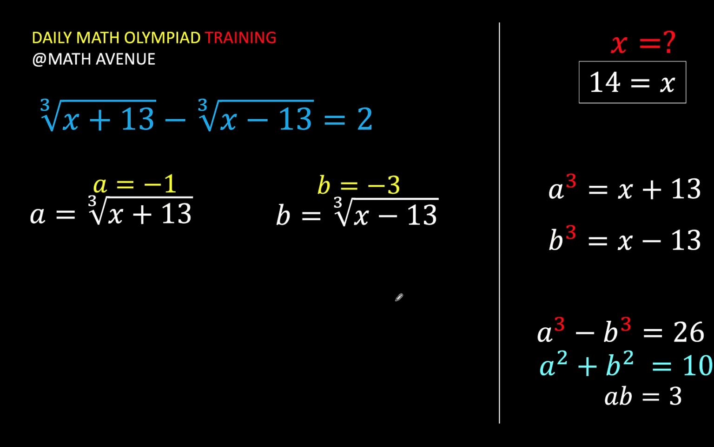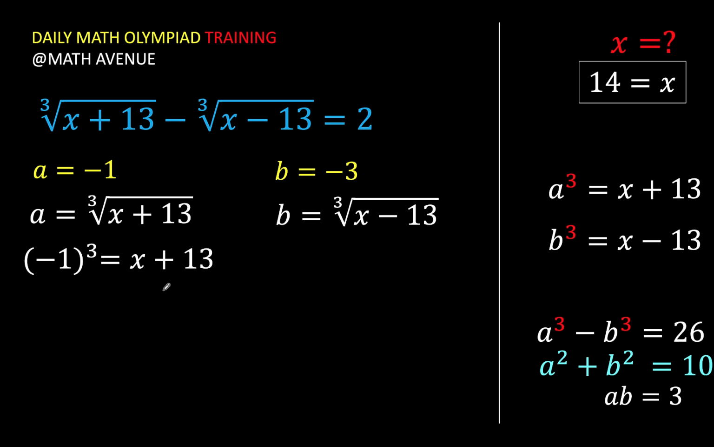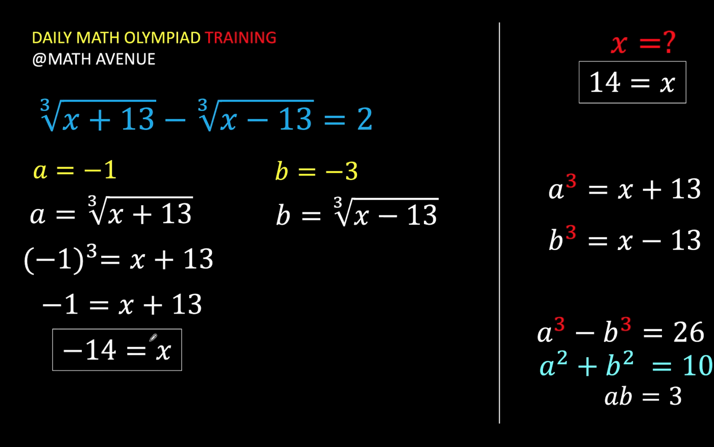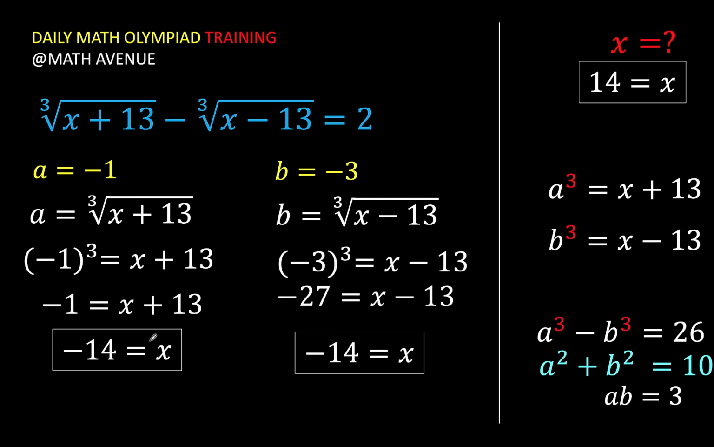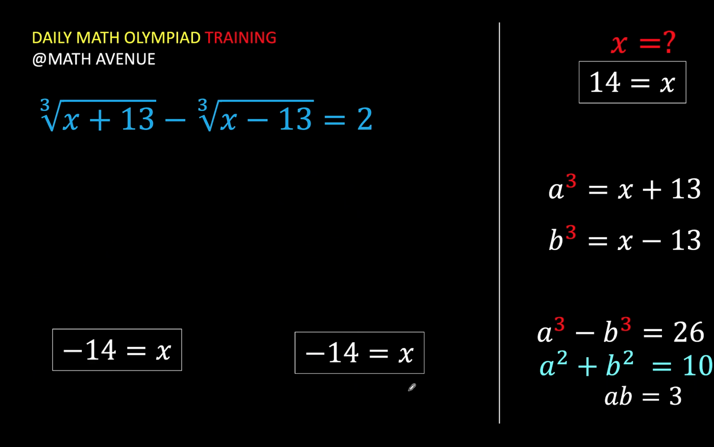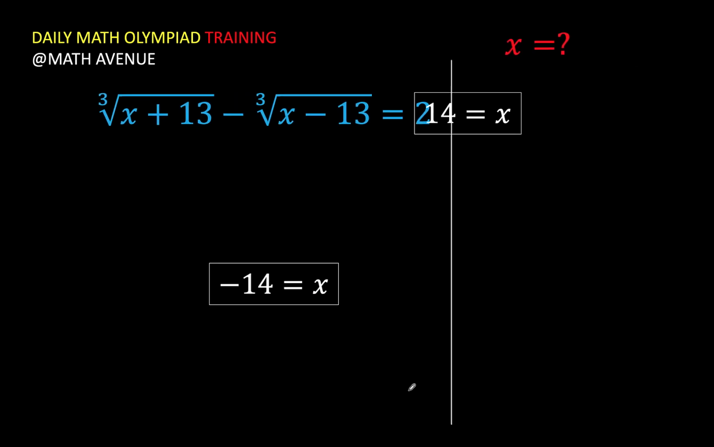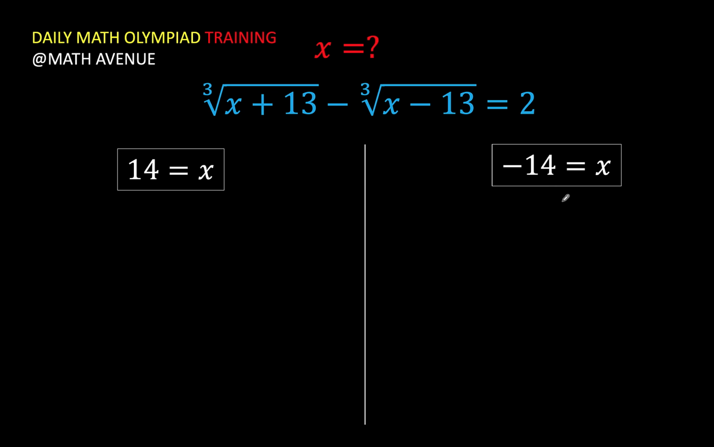Then, using the second result, a equals negative 1 and b equals negative 3. Again, replace this a with negative 1 and raise both sides of the equation to the third power to arrive at this. Negative 1 cubed is still negative 1, and subtracting 13 from both sides, we arrive at x equals negative 14. The same result you will arrive at on the right side. Let's just take one of those values. So here are now our results: x equals 14 and x equals negative 14.